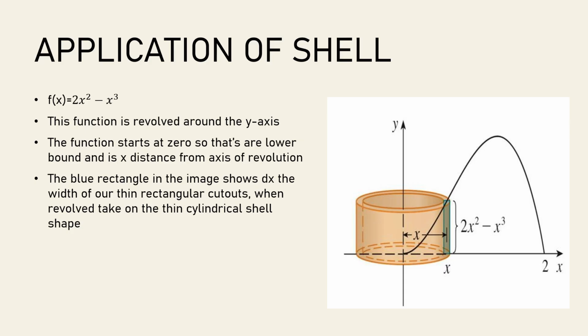Notice that the rectangle is parallel to the axis of rotation, which is the y-axis. When this rectangle rotates around the y-axis, it forms that cylindrical shell. The radius of the shell is the distance from the y-axis to the rectangle. The height is determined by the value of the function at that point. The width of the rectangle becomes the shell's thickness. By adding together the volume of all these shells, we can determine the volume of the entire solid.